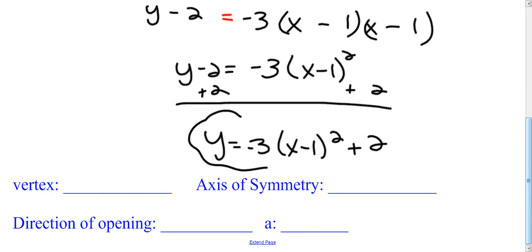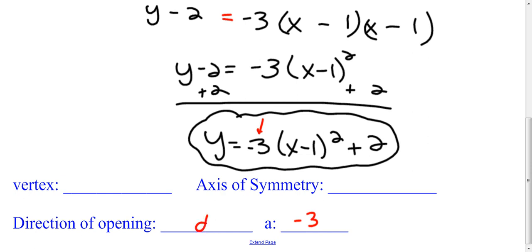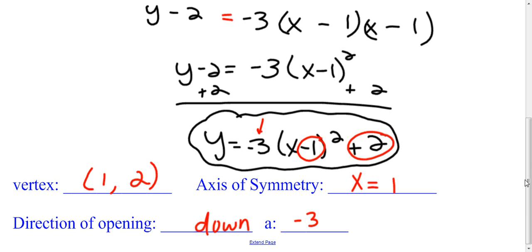So here's what your equation looks like in vertex form. Okay, so what I can see is that my a value is right here, and that's negative 3, which means that it opens down. I can see that my h, it's opposite of what you think. So my h, or my x coordinate of my vertex, is 1, and my k is right here, which is a positive 2. And then my axis of symmetry would be x equals whatever my x coordinate is on my vertex, which happens to be 1.